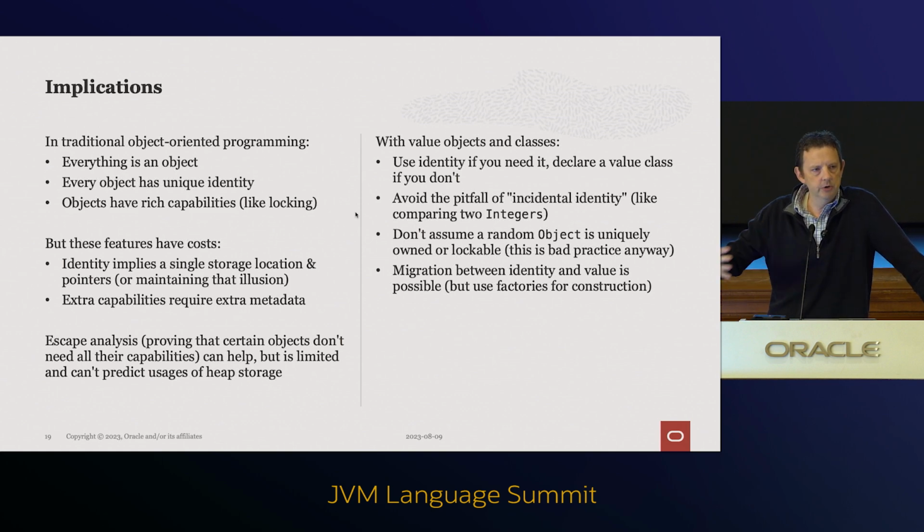As a programmer, what should you be thinking when you're writing classes? Just generally use identity if you need it, and if you don't, use a value class. There's no need to include identity in your class if it's not something you're going to use. You don't want incidental identity like we have with java.lang.Integer, where you can create two different integers that represent the same thing, but depending on where they came from and what range they fall in, they may be different objects.